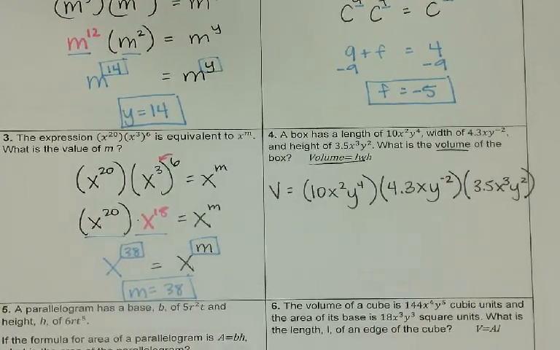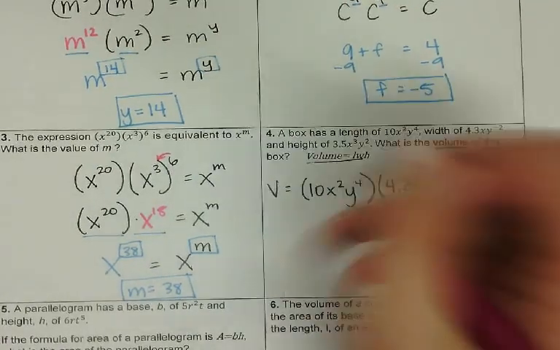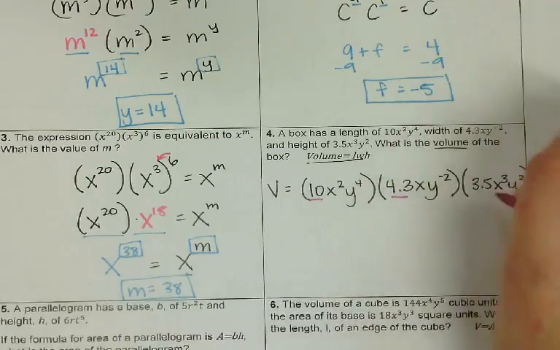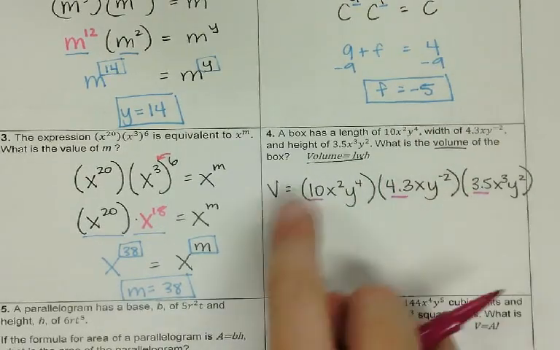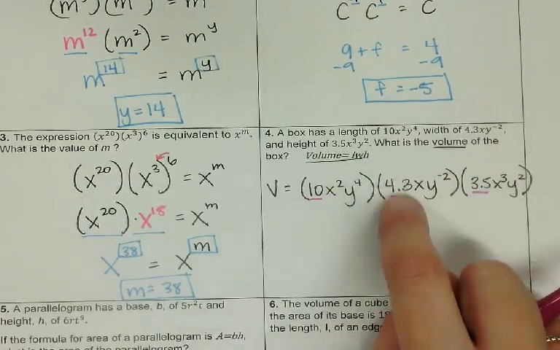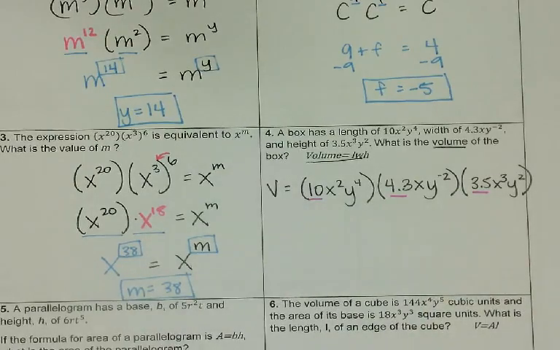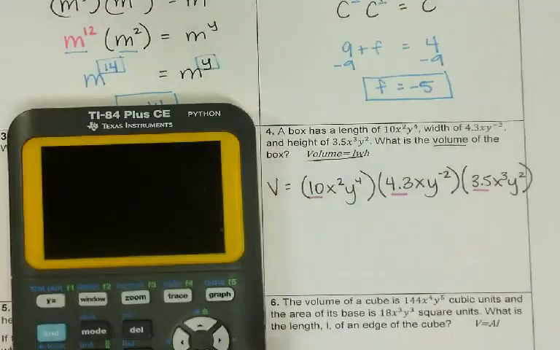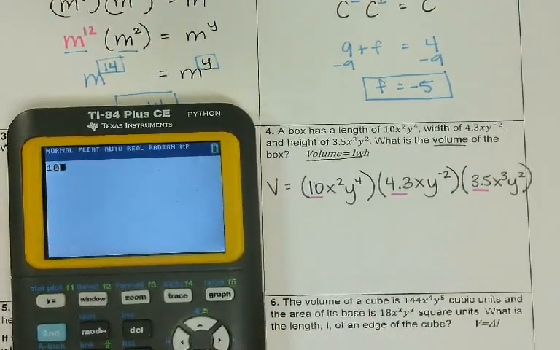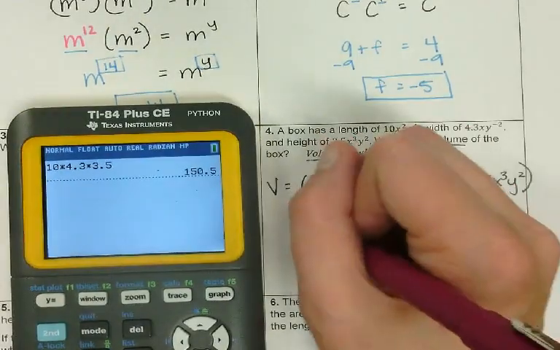What do we do to our coefficients, guys, when we multiply? We multiply our coefficients. So our coefficients, we do 10 times 4.3 times 3.5, right? So that's what? 43 times 3.5. Ooh, gosh, I'm going to grab my calculator. So 10 times 4.3 times 3.5. Yep, there we go, 150.5.